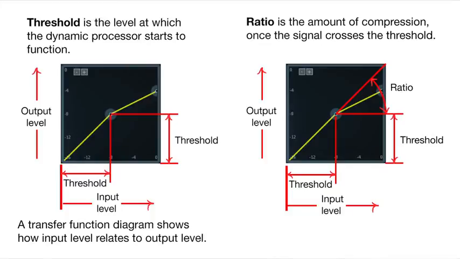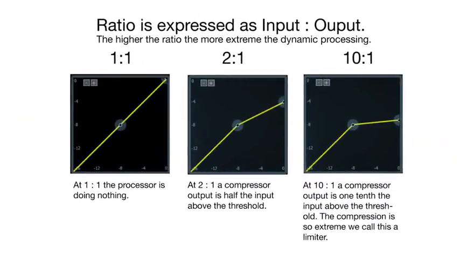Once the envelope gets above that threshold, which we can set at any point we like, then the level will start coming down. Now, how much it comes down is the ratio. The ratio will always be expressed as a number to 1, something over 1. And that's going to be input to output above the threshold. So if we have a 1-to-1 ratio, above the threshold, nothing happens.